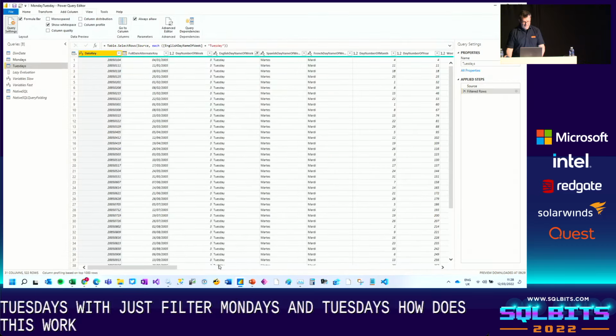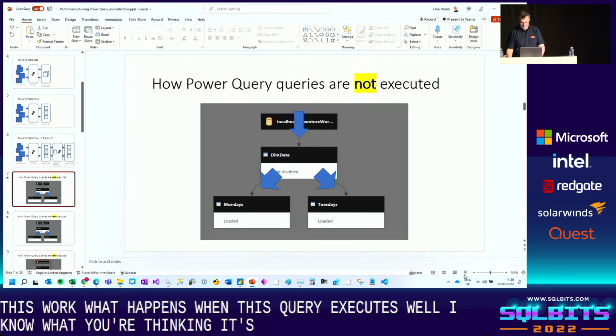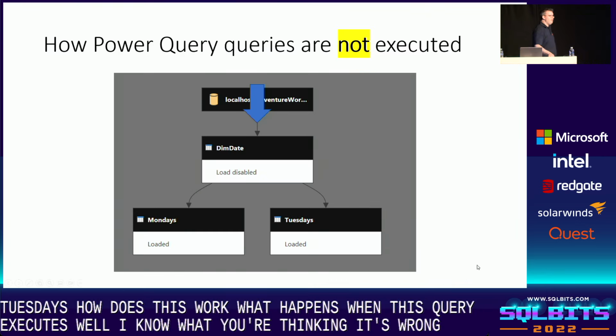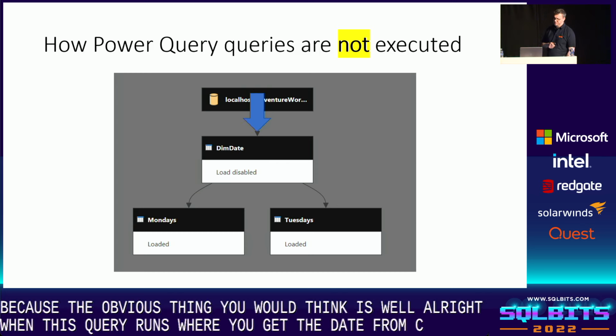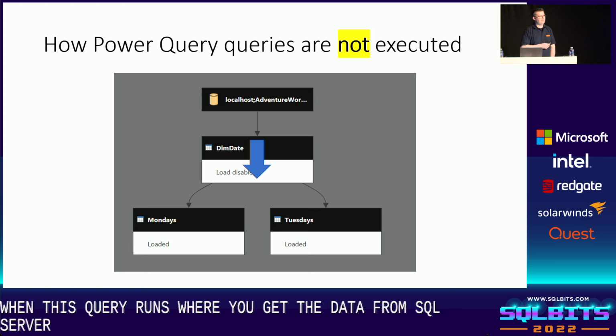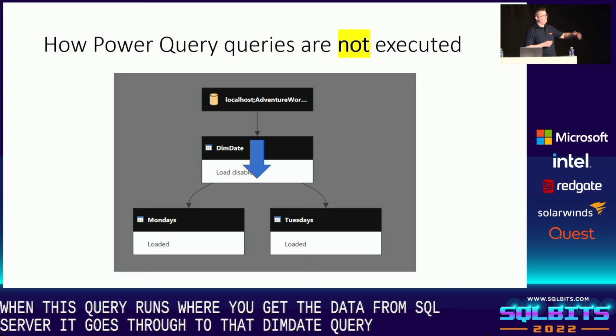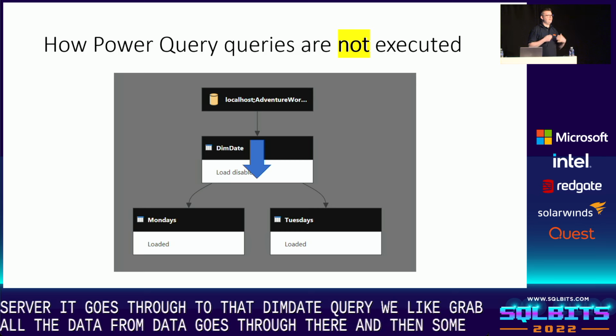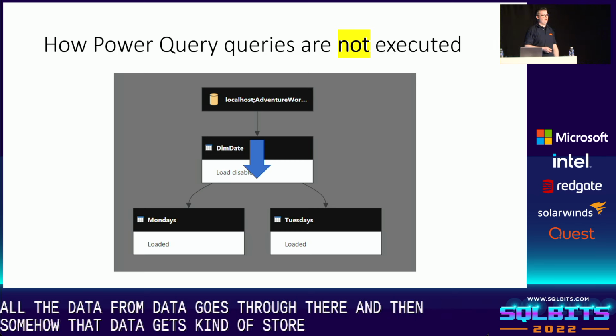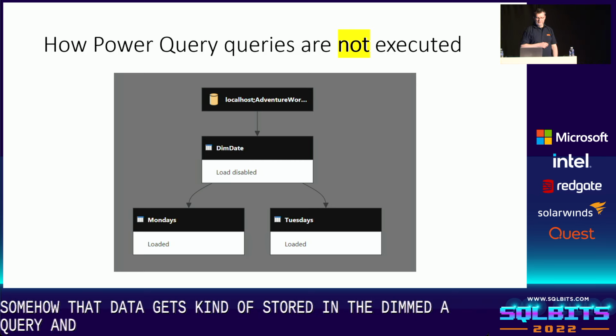How does this work? What happens when this query executes? Well, I know what you're thinking, and it's wrong. Because the obvious thing you would think is, well, all right, when this query runs, we get the data from SQL Server. It goes through to that dimDate query. We grab all the data from dimDate. It goes through there. And then somehow that data gets kind of stored in the dimDate query, and then a filter is applied to it to get the Mondays and Tuesdays.